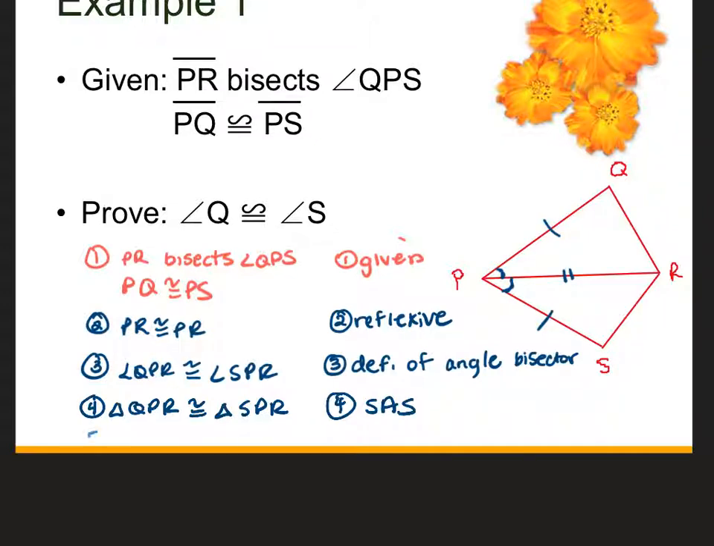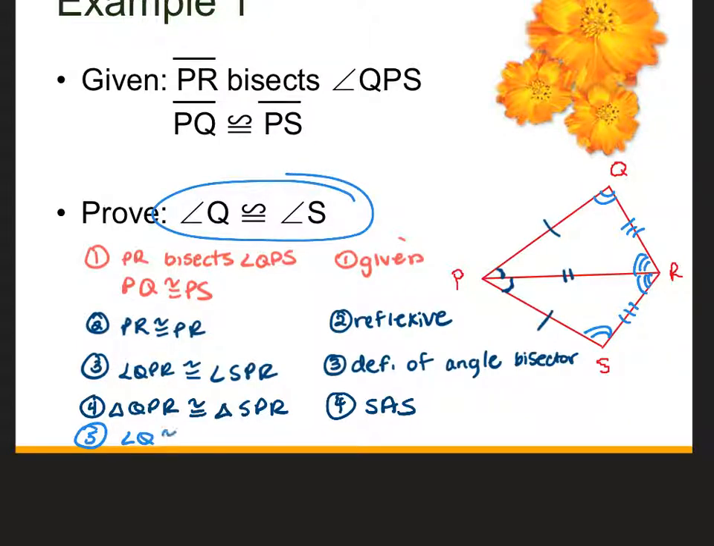Now, if these two triangles are congruent, then all the remaining corresponding parts are congruent. This is congruent to this. This is congruent to this. This is congruent to this, which is what gets you Q is congruent to S. CPCTC. But you also say definition of congruent triangles, sure.